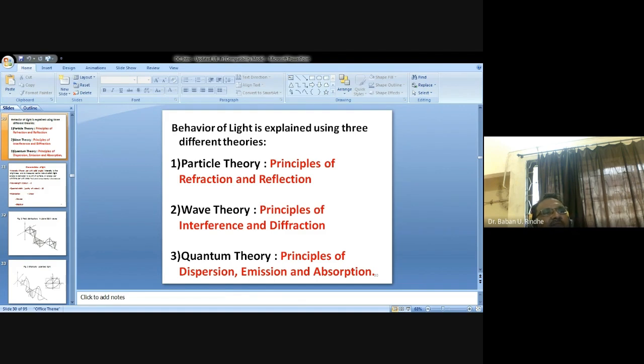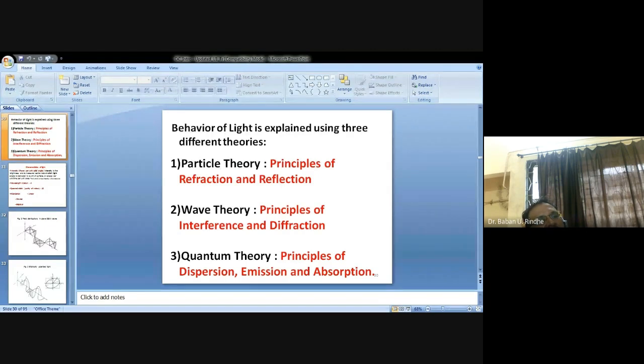The particle theory gives the principle of refraction and reflection, how light passing through a plane is reflected or refracted, and with that we can calculate Snell's law. Then the wave theory gives the principle of interference and diffraction of light.